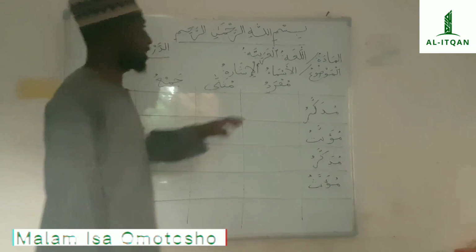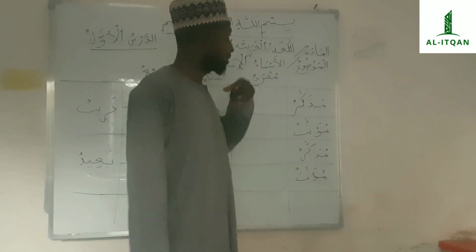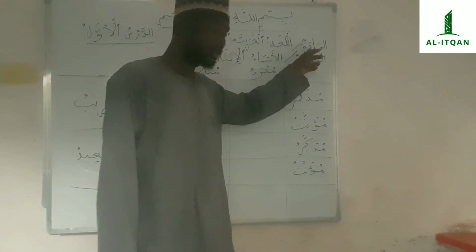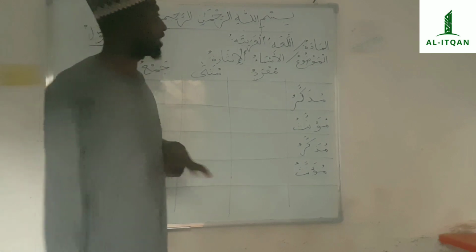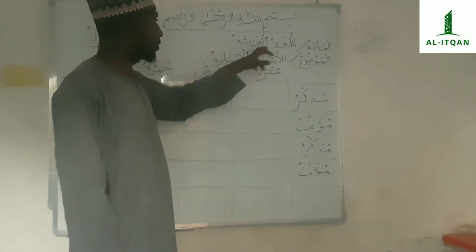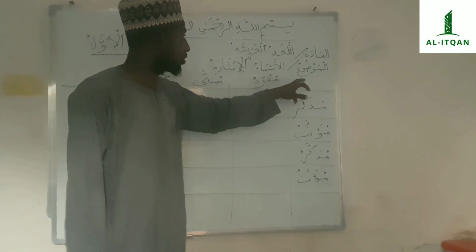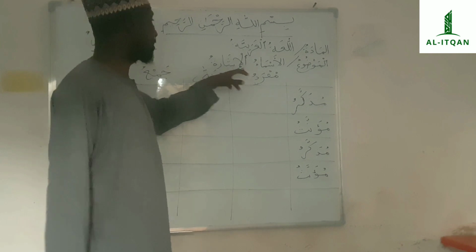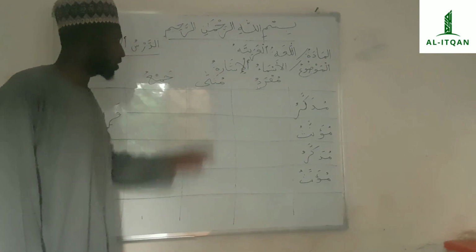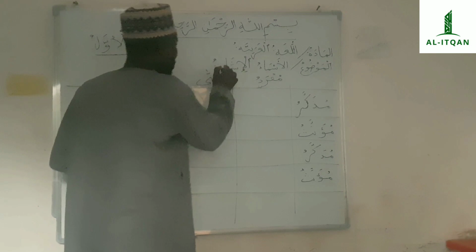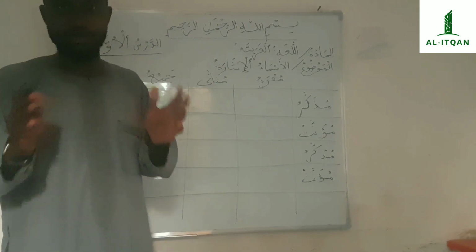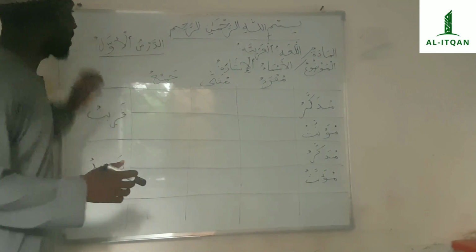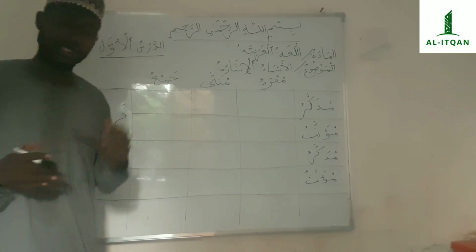The first class we have Al-Madatu, that's what we call Al-Lughatul Arabiyyah. Al-Madatu is subject. What we are having is Arabic language. Al-Mawdu'u, topic. The first topic we want to treat is Al-Asma'u Al-Isharatu, that is what we call demonstrative pronouns. Ad-Darsul Awwal. This is lesson 1.